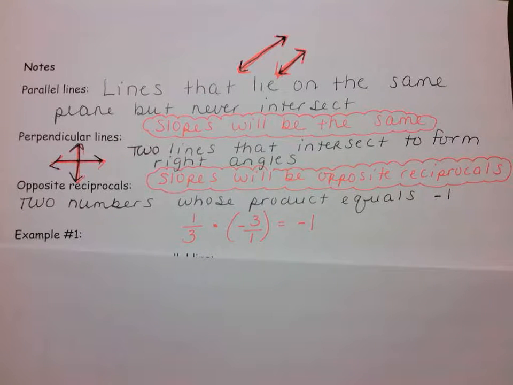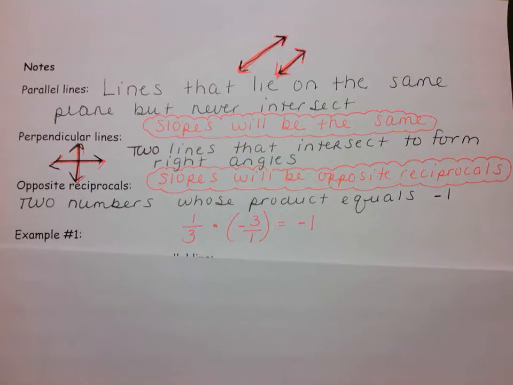This is the video for 5-6, and we are talking about the difference between parallel and perpendicular lines. Parallel lines are lines that lie on the same plane but never intersect. So parallel lines will have different y-intercepts, but their slopes are going to be the same.